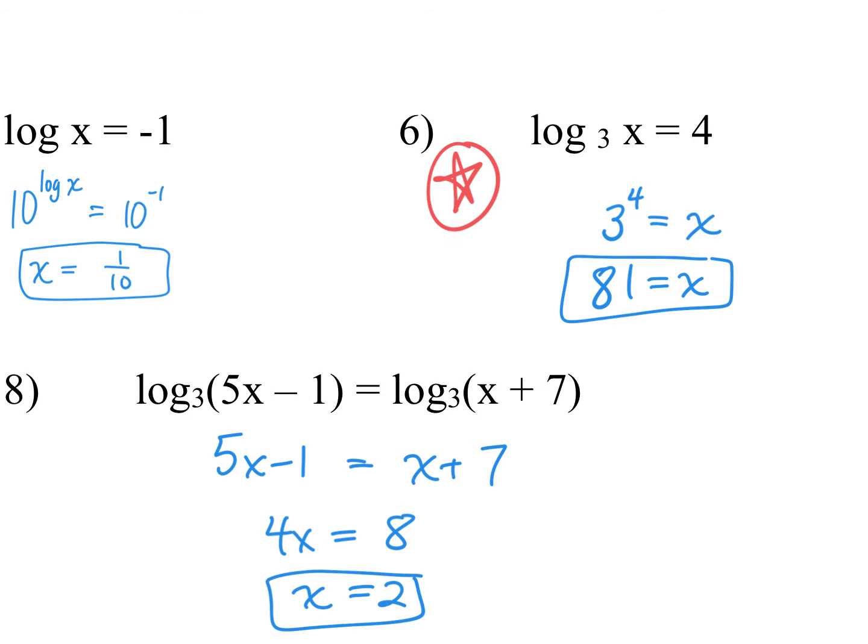On number 6, this is a very common route to take when solving a logarithmic problem. If we just simply rewrite using what we know about the definition of logarithms and how we can write them as exponentials, we can quickly simplify this logarithm to 3 to the 4th equals x, and we just get to 81.